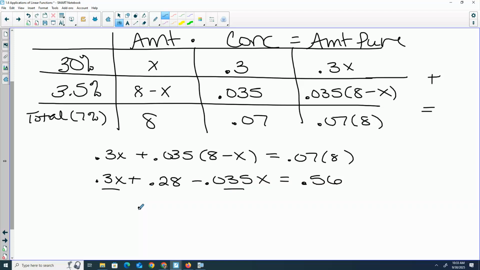Am I in like terms? So if I subtract those, I get 0.265x. Subtract over my 0.28. Divide 0.28 by 0.265. It doesn't work out perfectly, 1.06 if we rounded.